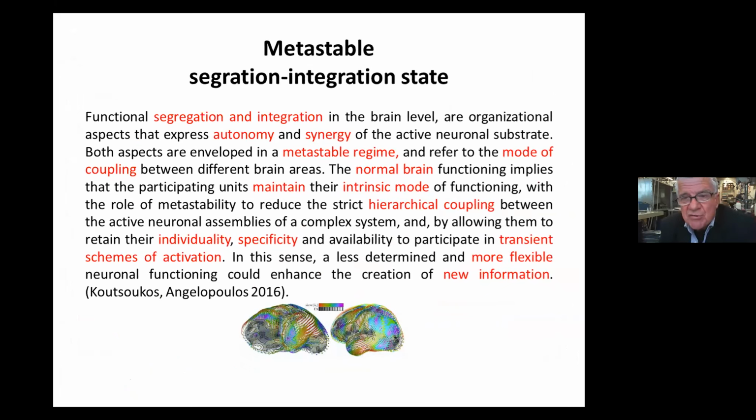Functional segregation and integration at the brain level are organized on aspects that express autonomy and synergy of the active natural neural networks. Both aspects are enveloped in a metastable regime and refer to the mode of coupling between different brain areas. Normal brain functionality implies that the participating units maintain an intrinsic mode of functionality, with the role of metastability to reduce the critical hierarchical coupling between the active neuronal assemblies of object systems, allowing them to retain their individuality, specificity, and availability to participate in transient schemes of activation. In this sense, a less determined and more flexible neuronal functioning will enhance the creation of new information.